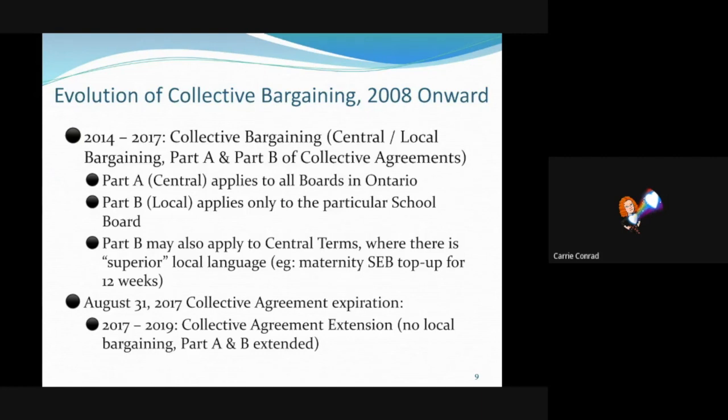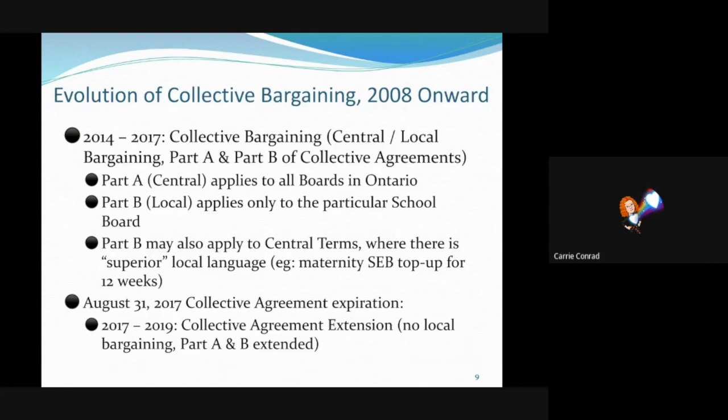In those circumstances, Part B of the local collective agreement would actually be imposed as opposed to Part A because it provided superior language for those local members. It would only apply to that particular school board. And the Part A central language regarding maternity sub would apply to all other school boards in which there were no superior local language. On August 31st, 2017, the collective agreement expired.